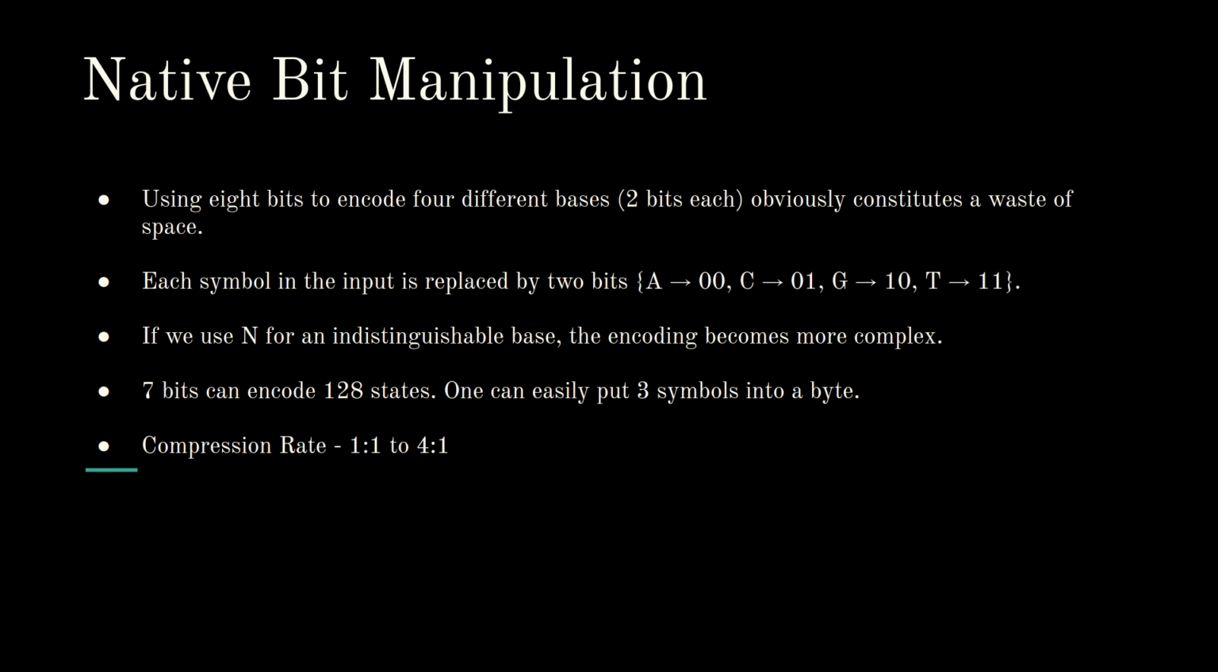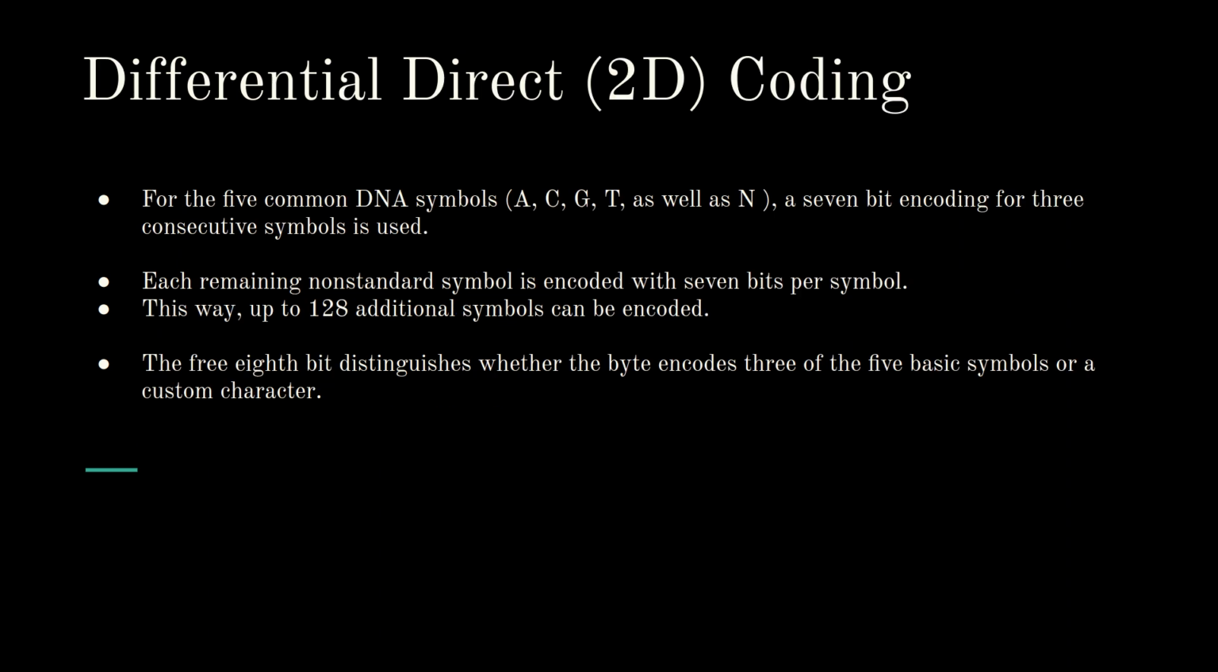But sometimes there is an error with sequencing for an indistinguishable base, for which we use some character like N or something else. Once that is included, the encoding becomes a little more complex. To avoid that, we use 7 bits to encode 3 symbols. We do not put 4 symbols into a byte; we put 3 symbols into a byte with 7 bits, and the 8th bit is left for a flag. For example, we could use the 8th bit to denote the end of file or something like that.